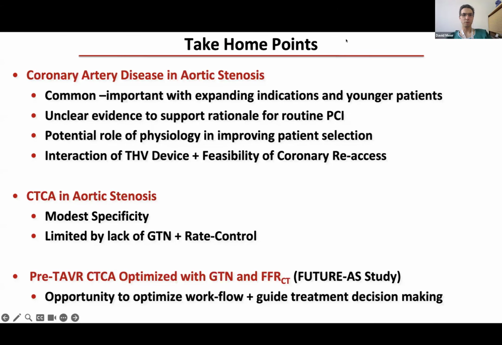Thank you so much, Abdul. Really interesting work. We're really looking forward to seeing your presentation at TCT in a few weeks. I think we'll move on to our next speaker.